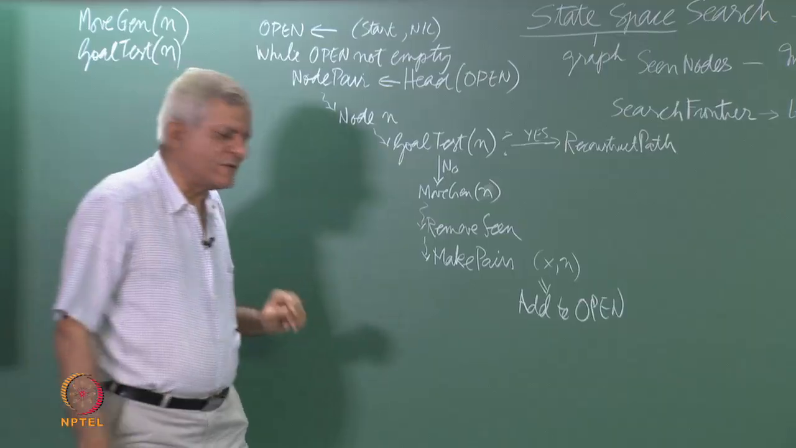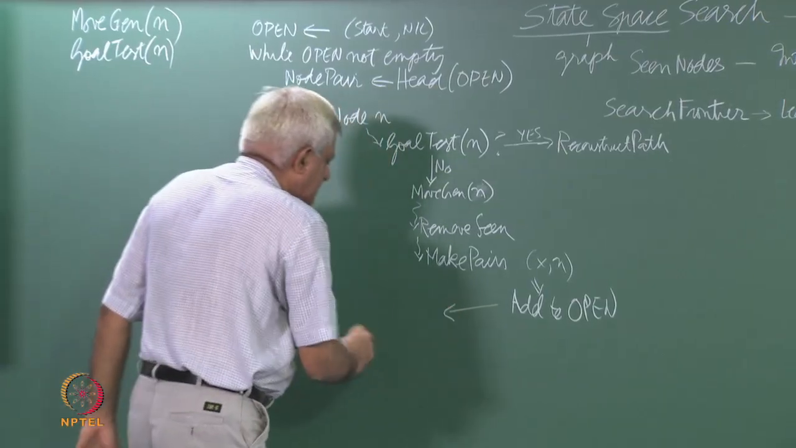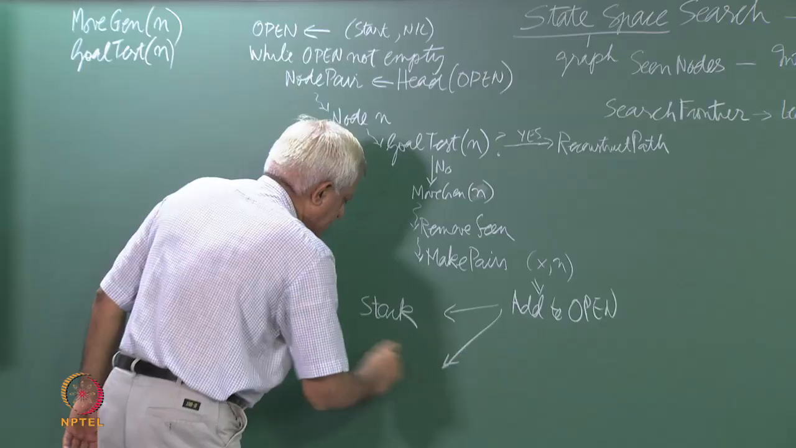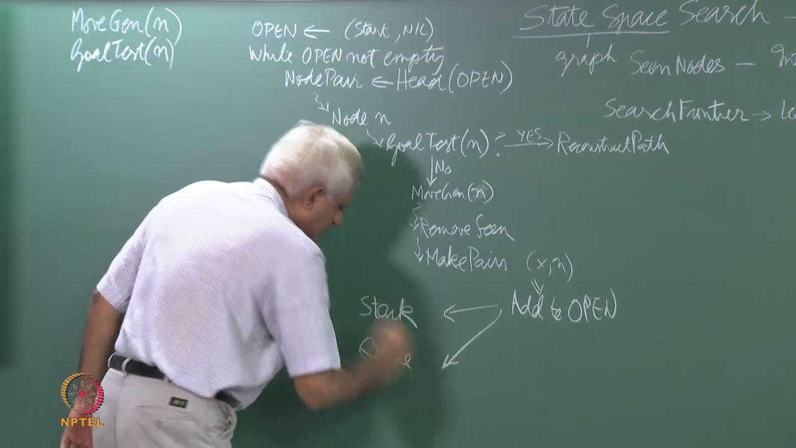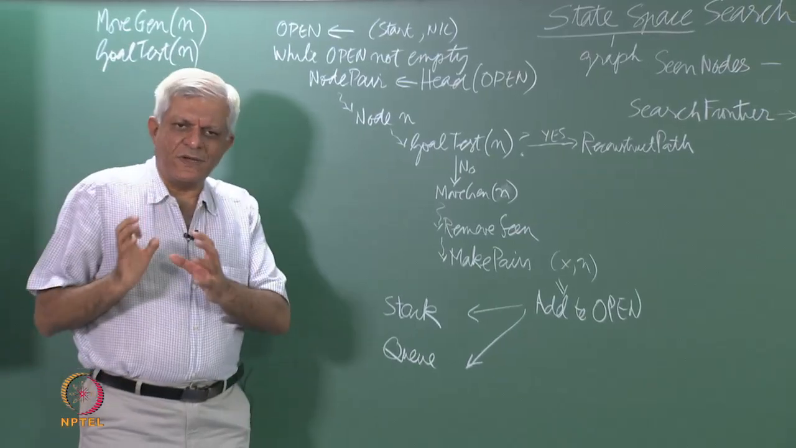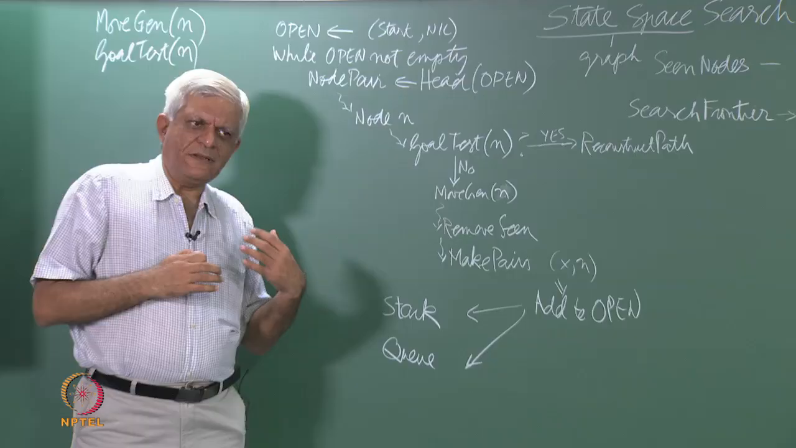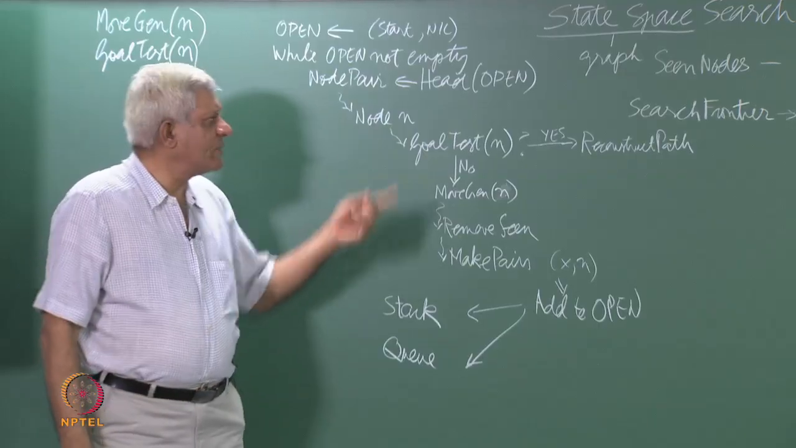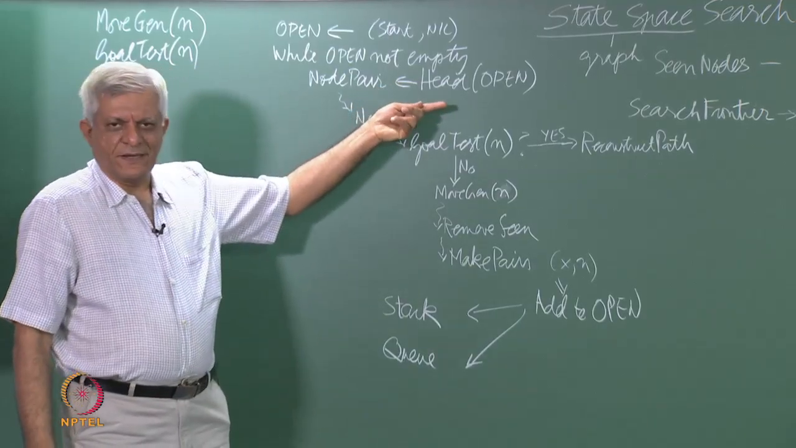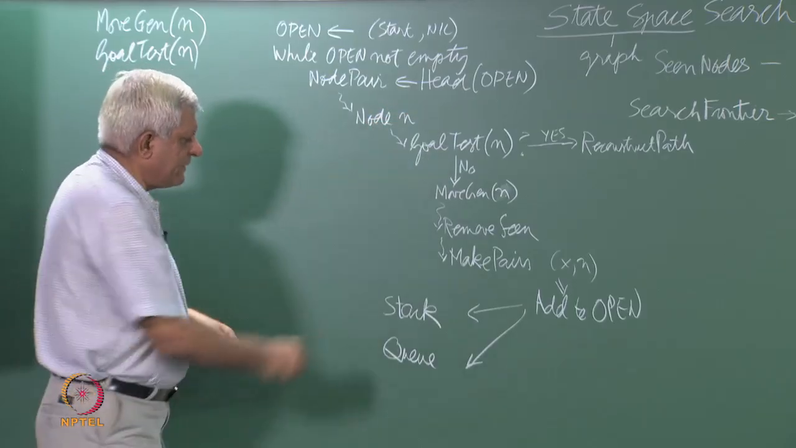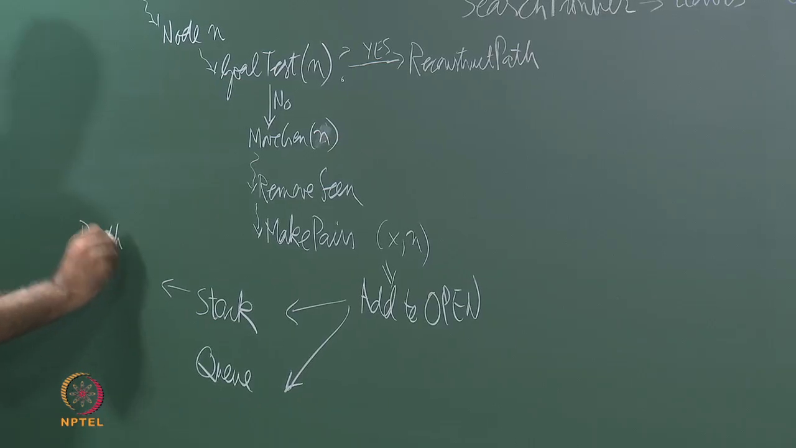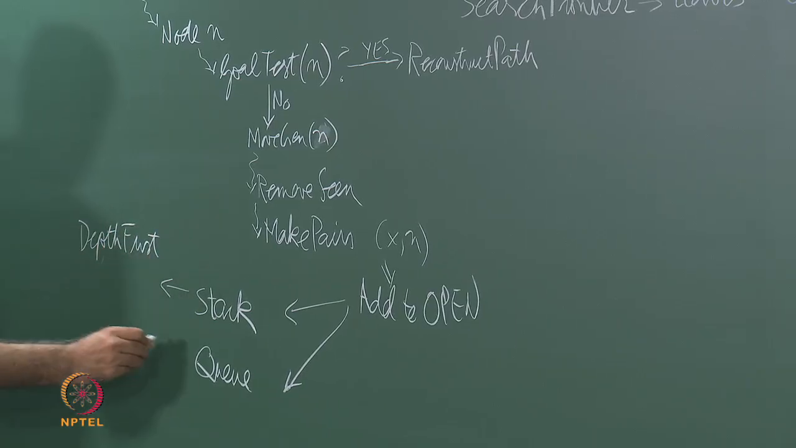And then we saw that there are 2 ways of doing this. One is as a stack and the other is as a queue, which means that you either add the new ends at the head of open, then it behaves like a stack, because they will be the first ones to be inspected, because we are always extracting the node from the head of open. And when it is a stack, we saw that this behaves like depth first, and when it is a queue, we saw it behaves like breadth first.